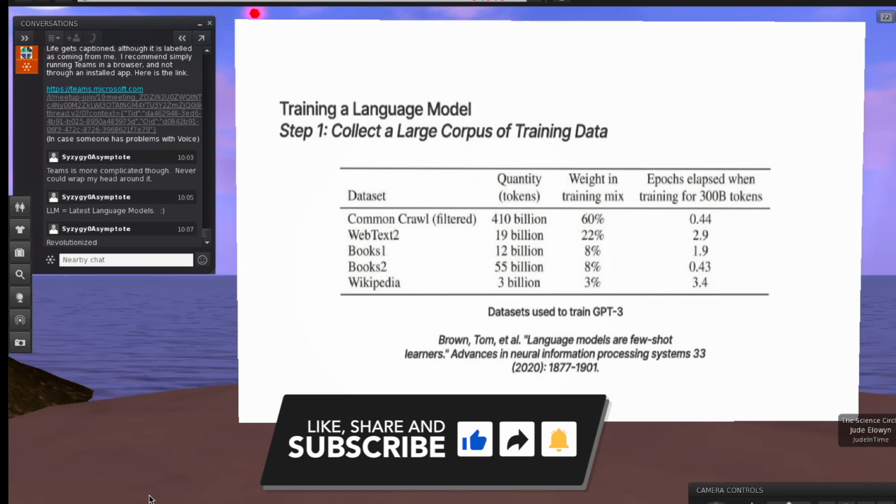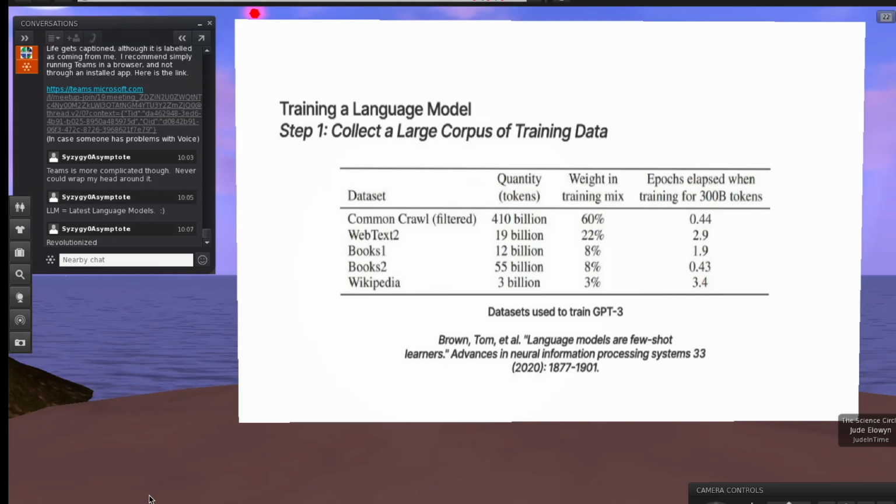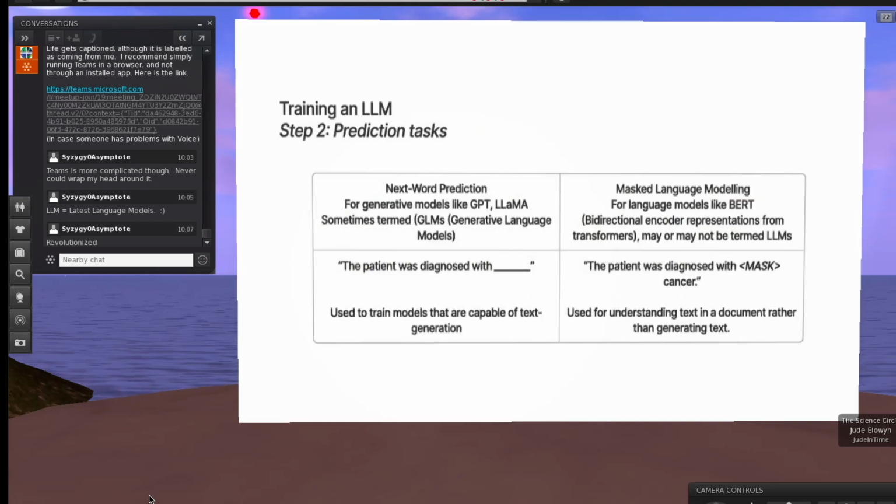But these resources are consolidated. Some of them are open source, some of them are not, and they are extracted and used to train a model. How does that training work? There are two different methods. One method, of course, if you're training a generative model, is to make it perform next word prediction.